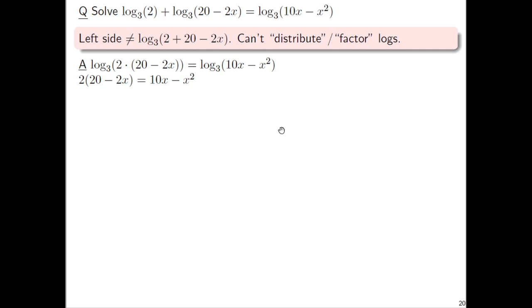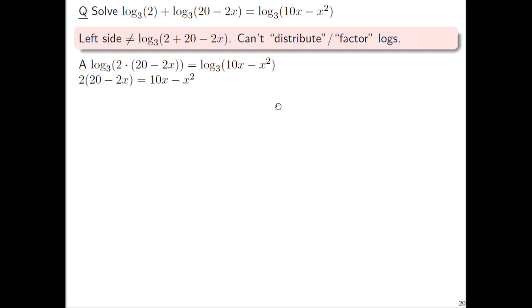No slashes again. I hope you see why no slashes. We cannot think of trying to distribute, or undistributing that as factoring logs. Those are made up. It's not correct. So we set the inputs to the logs equal. The input to one log was 2 times quantity 20 minus 2x. The input to the other log on the right side was 10x minus x squared. So we set those equal.